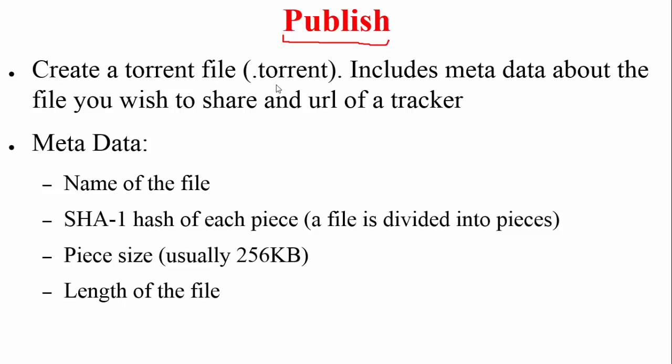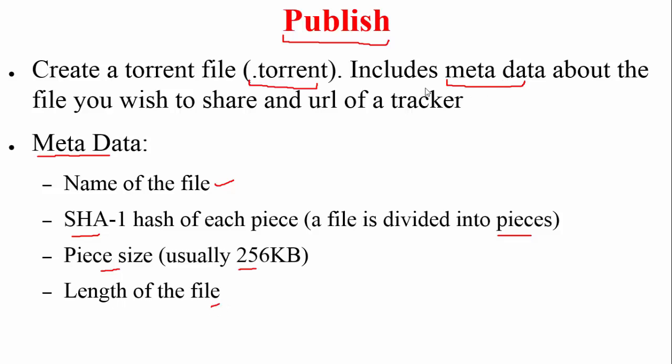You create a torrent file, and this torrent file includes two pieces of information. One is the metadata about the file. Metadata basically includes the name of the file, and as I mentioned, a file is divided into pieces, and for each of these pieces a hash is calculated, a SHA1 hash, and this information is included in the metadata. The piece size is also mentioned. Typically this is 256 kilobytes. That is, you're dividing a file into chunks of 256 kilobytes, as well as the length of the file.